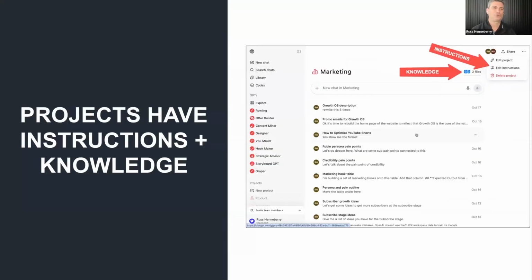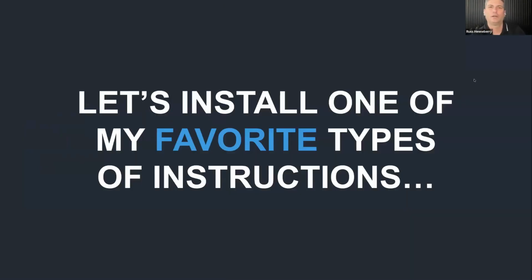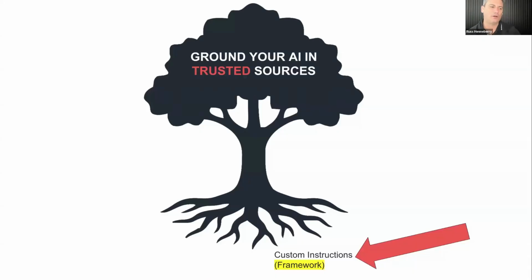Well, the same thing is true with ChatGPT projects. Projects can also have instruction and knowledge. And that's what we're going to be playing with today. We're going to be playing with a particular type of instruction, which I call a framework. Everybody calls these frameworks. So one of the best types of instruction that you can give an AI is a proven existing framework. You go back to the idea that we want to ground our AI in trusted sources. Well, one of the ways to ground an AI is to give it a framework. Like say, this is how I want you to think about the world, right?